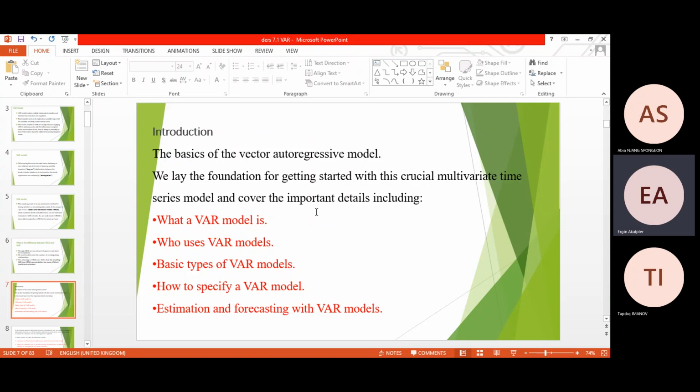And then we are going to the VAR model. On the basis of the vector autoregressive model, we lay the foundation for getting started with this crucial multivariate time series model and cover the important details, including what the VAR model is, who is going to use this model, the basic types of VAR models, how to specify VAR models, and how estimation and forecasting for the VAR models will be interpreted.